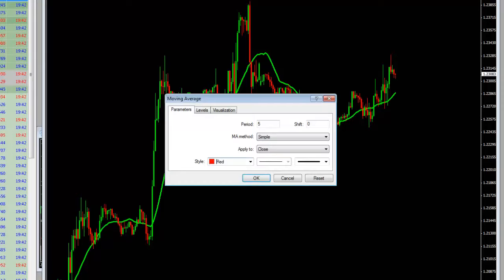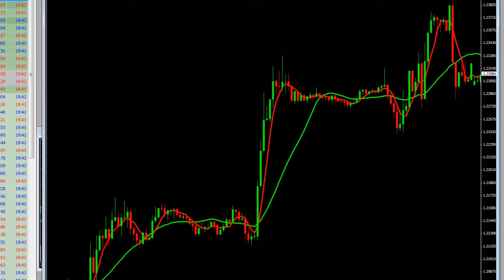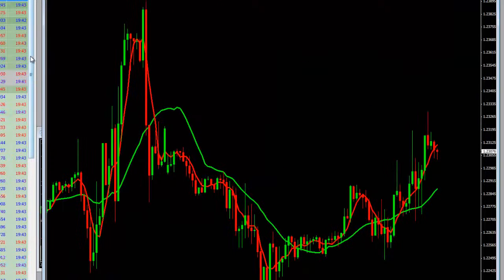So we made a 5-period moving average, and we changed our color so it's a little bit easier to see. Now let's bring that on. Let's make that a little bigger for everybody to see. Now we have our red line, which is our shorter term moving average, and our green line, which is our longer term 20-period moving average.